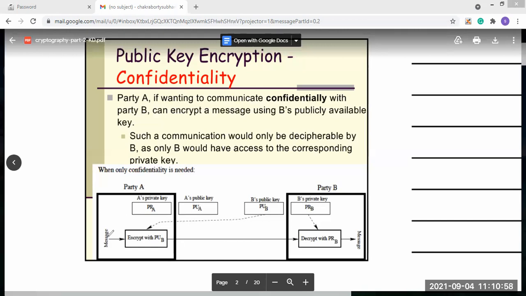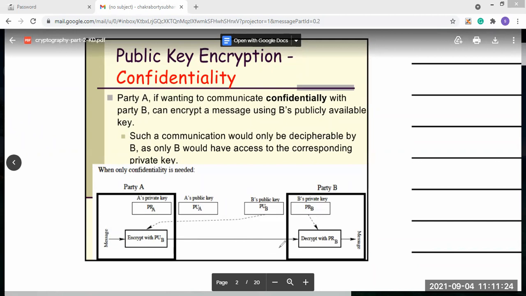Now, A will do what? The message it wanted to send to party B will be encrypted using the public key of B. Using the public key of B, the message is encrypted. And after the message is encrypted, it goes over to party B using the unsecured channel.